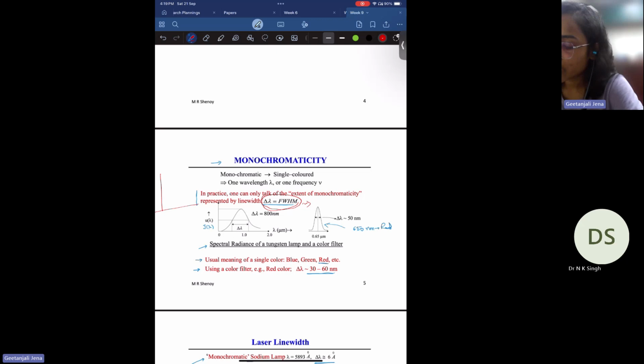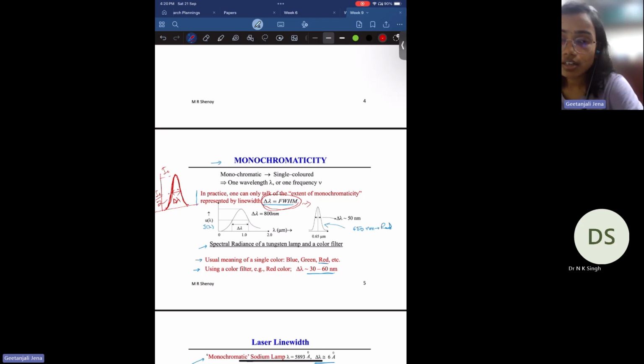Let's say we have a spectrum like this. To define the monochromaticity of the source, we calculate the delta lambda of this spectrum at half of the maximum, let's say the maximum is I0, so around I0 by 2. This delta lambda defines the chromaticity of the system.